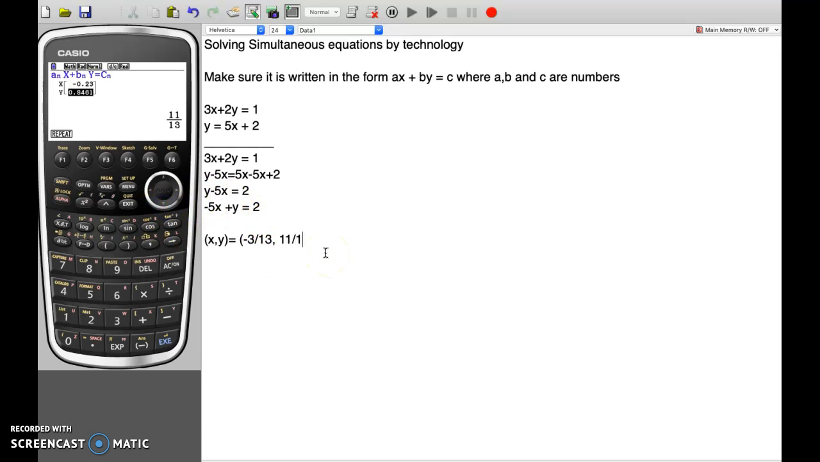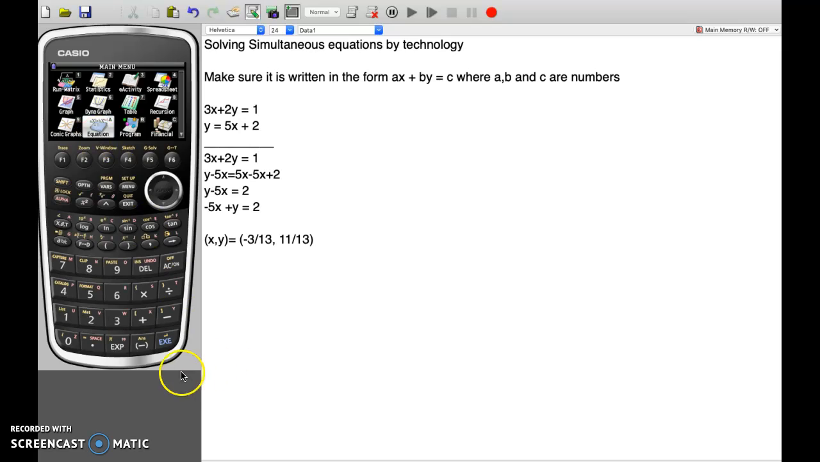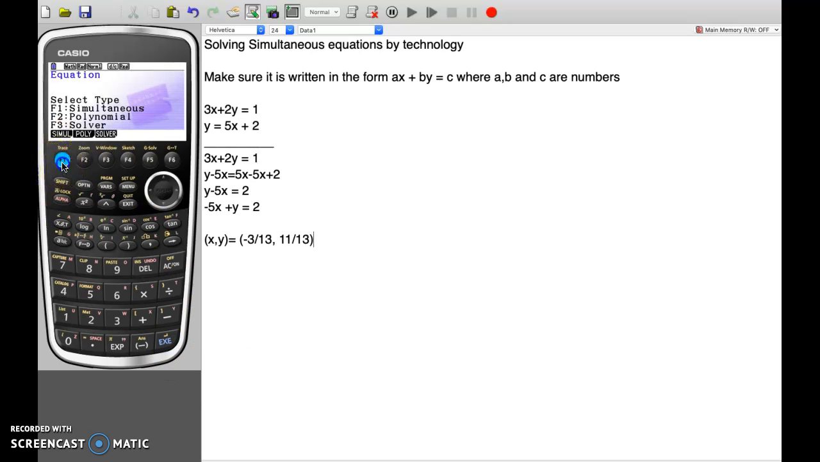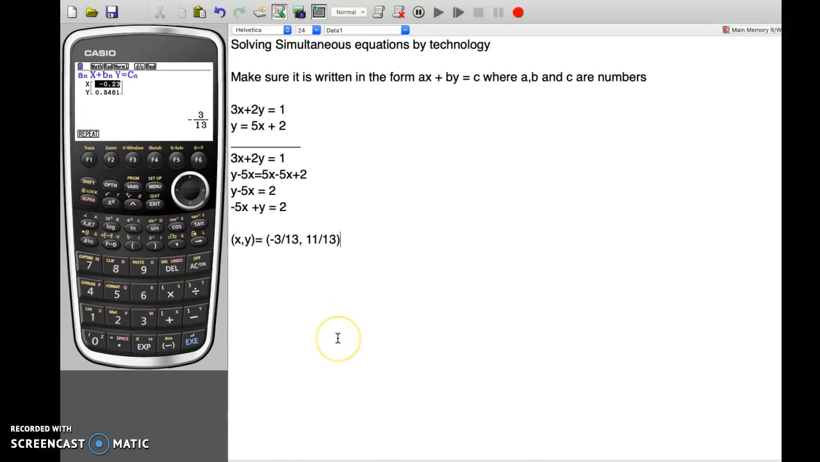So quick recap, if we exit out of all of that, you go to menu, you go down to equation, you select simultaneous. You will always have only two unknowns, so you go to unknowns at the moment. Then you make sure your equations are written in the form ax plus by equals c, and you put the numbers in here, you push solve, and you get your answers. Hope that makes sense.